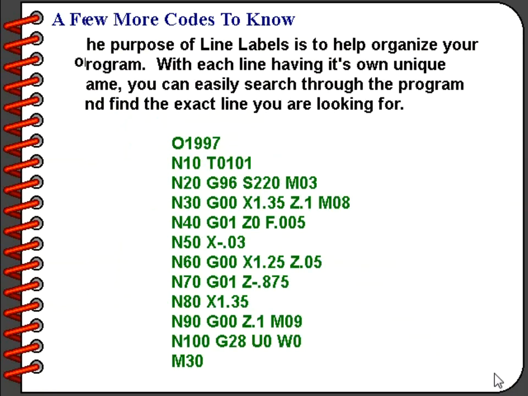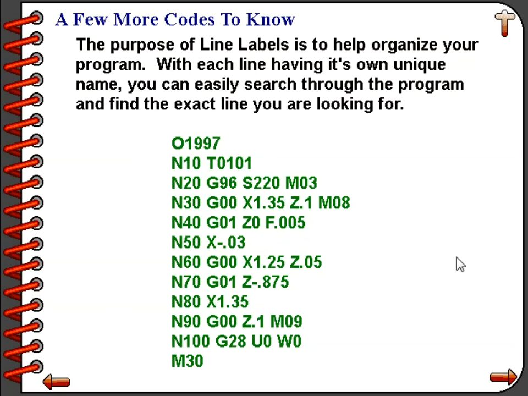The whole purpose of the line labels is to help you organize your program. With each line having its own unique name, you can easily search through the program and find the exact line you are looking for. This is very beneficial to the setup people when they are setting up a job and they need to change a feed rate. Sometimes you'll have to change a feed rate or a speed when setting up because the cutting conditions aren't quite optimal.